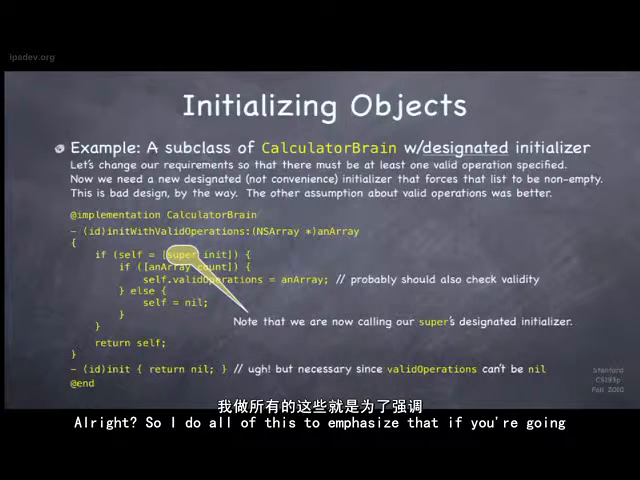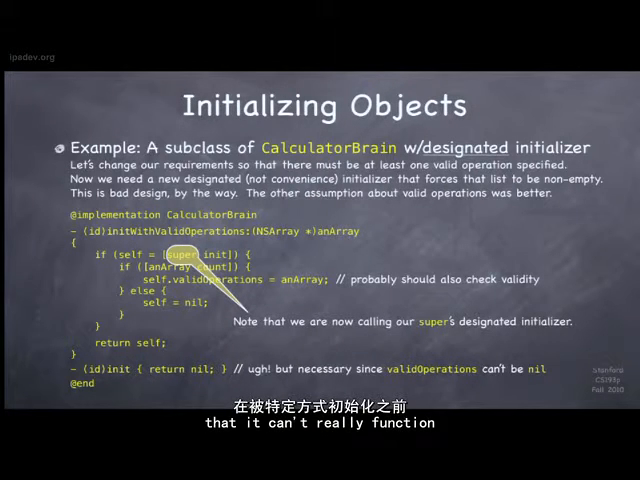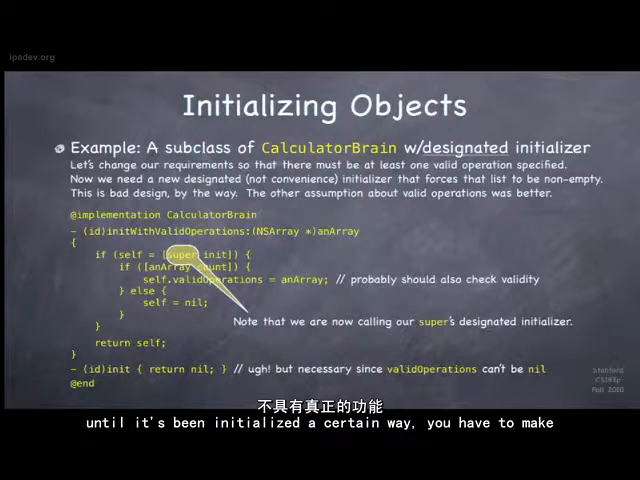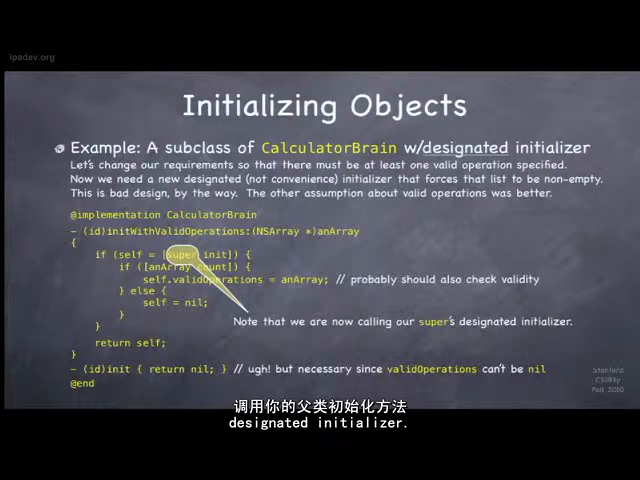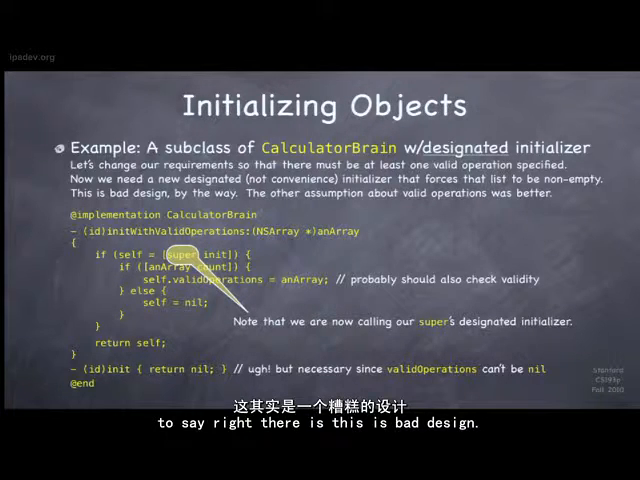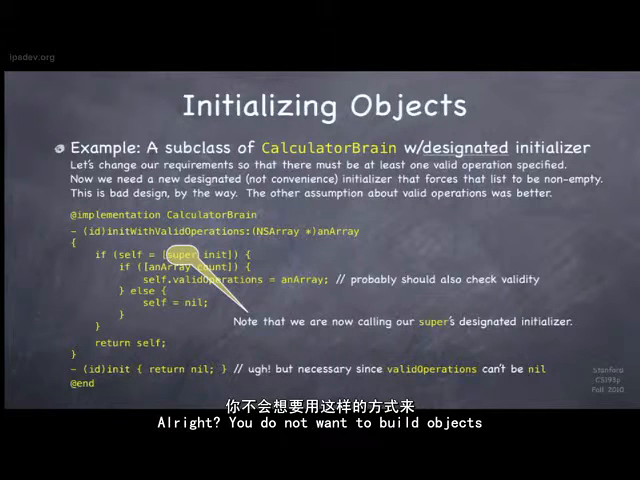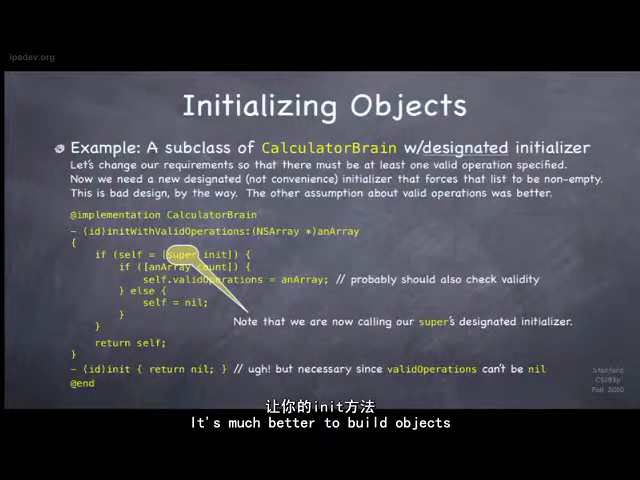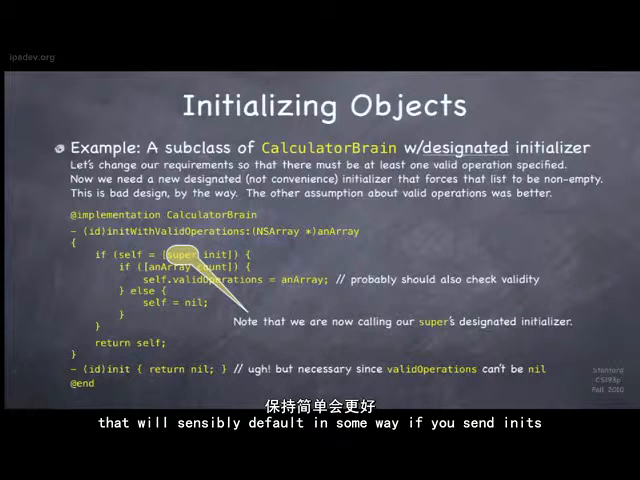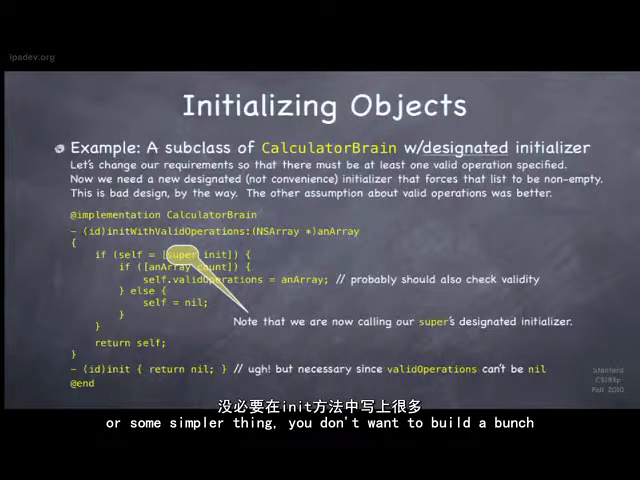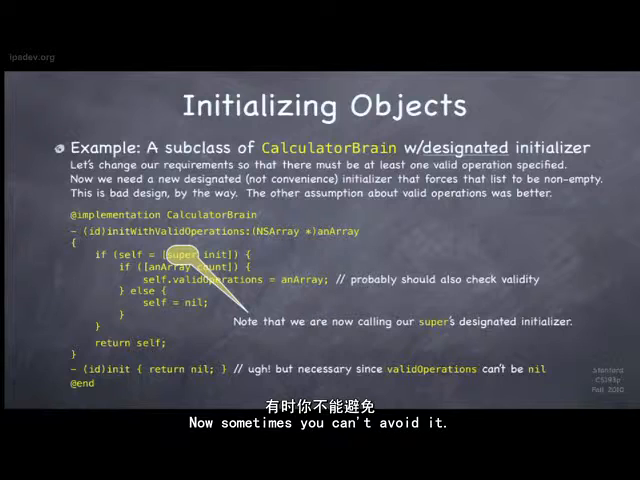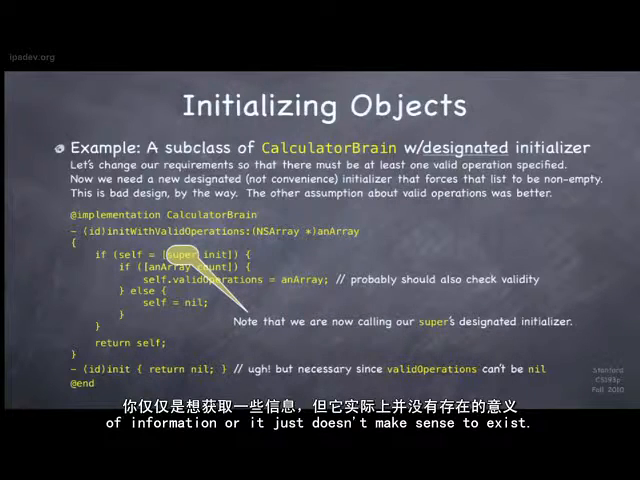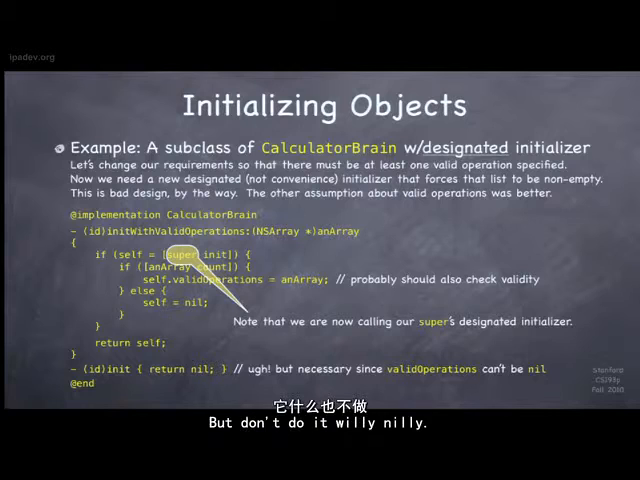All right? So I do all this to emphasize that if you're going to have a requirement in your object that it can't really function until it's been initialized in a certain way, you have to make that a designated initializer. And from there, you have to call your super's designated initializer. The other thing I need to say right there is, this is bad design. All right? You do not want to build objects like this if you can help it. It's much better to build objects that will sensibly default in some way if you send an init or some simpler thing. You don't want to build a bunch of requirements to make your object work. Now, sometimes you can't avoid it. You're going to have an object, it needs some piece of information, or it just doesn't make sense to exist. That's fine. But don't do it willy-nilly.